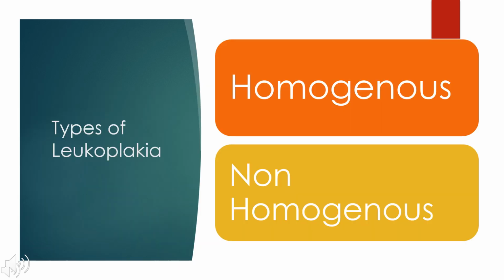Basically, there are two types of leukoplakia. One is homogeneous, another is non-homogeneous. In homogeneous, we have only the white lesion, no other lesions. In non-homogeneous, apart from the white lesion, there could be some red lesions also.